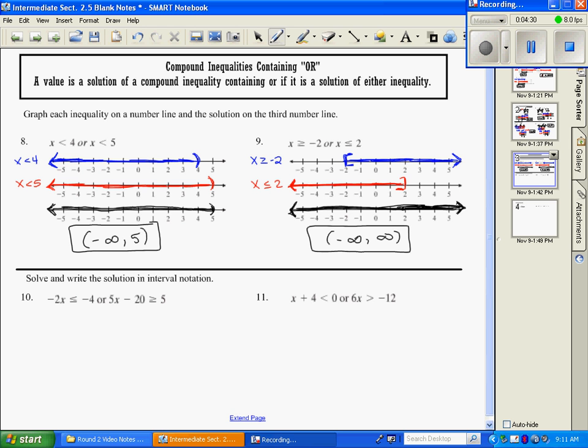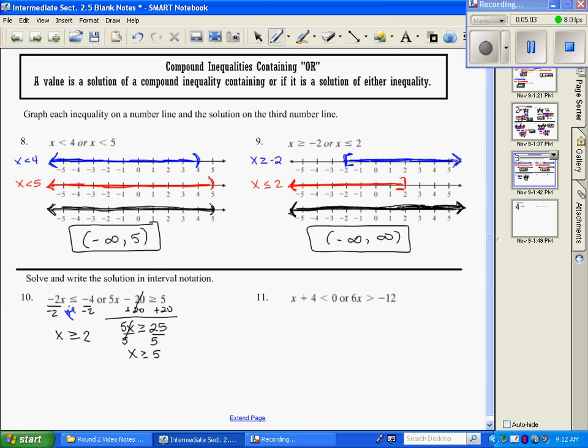Alright, number 10, now we're going to solve them. If I divide both sides by a negative, we have a rule that says you have to flip the inequality. Okay, we got to remember our rules. So x is greater than or equal to 2. Over here, I'm just going to solve for x, so I add 20 to both sides. And I have 5x is greater than or equal to 25. Divide by 5, and x is greater than or equal to 5.